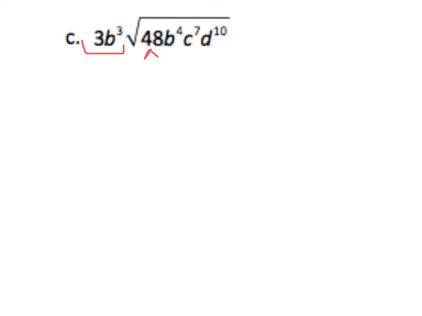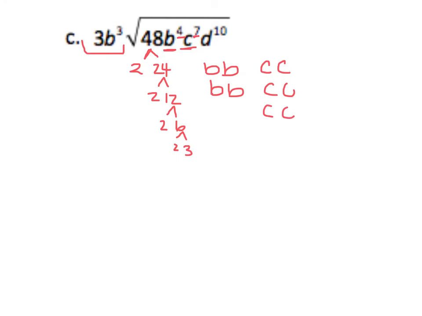So I'm going to simplify 48. Let's do 2 and 24, 2 and 12, 2 and 6, 2 and 3. Okay, I'm going to do the same thing that I did with the variables. So b to the 4th means I have 1, 2, 3, 4 b's. c to the 7th means I have 7 c's: 1, 2, 3, 4, 5, 6, 7. And d to the 10th means I have 10: 1, 2, 3, 4, 5, 6, 7, 8, 9, 10.